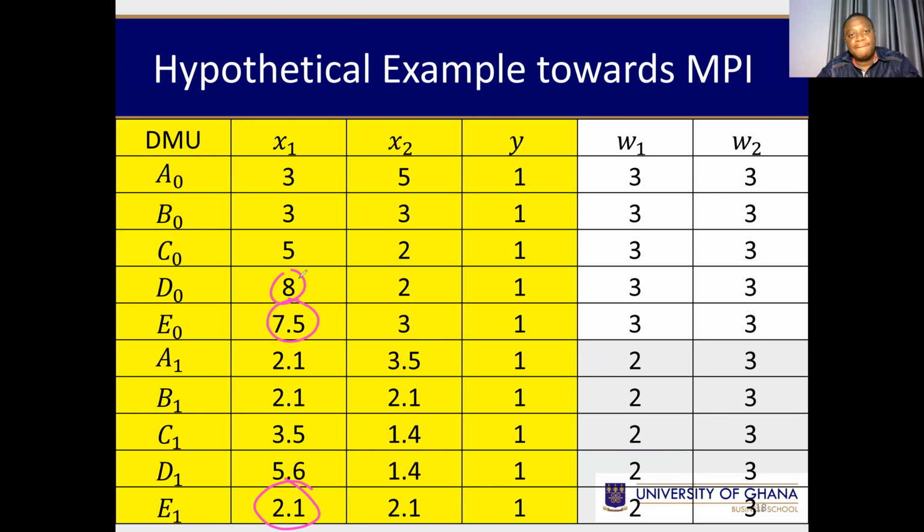Continue. Then we go to the second constraint, which is also an input variable. So we have 5 lambda A0, 3 lambda B0, 2 lambda C0, 2 lambda D0, 3 lambda E0, that's the last one, less than or equal to 2.1 theta.